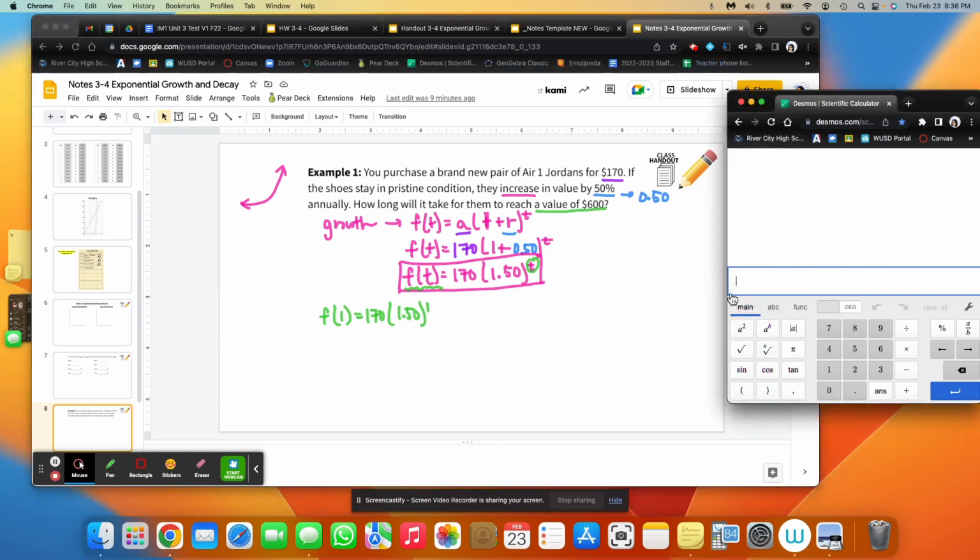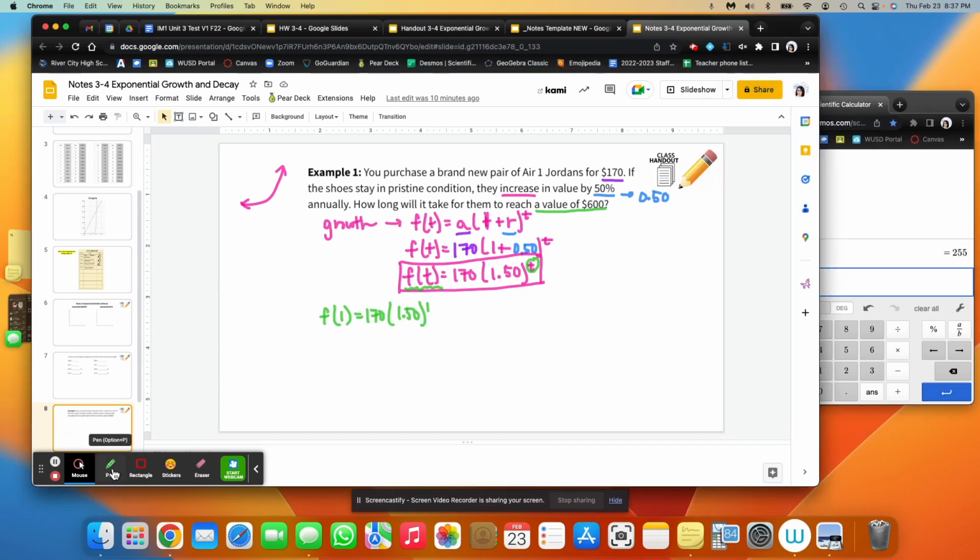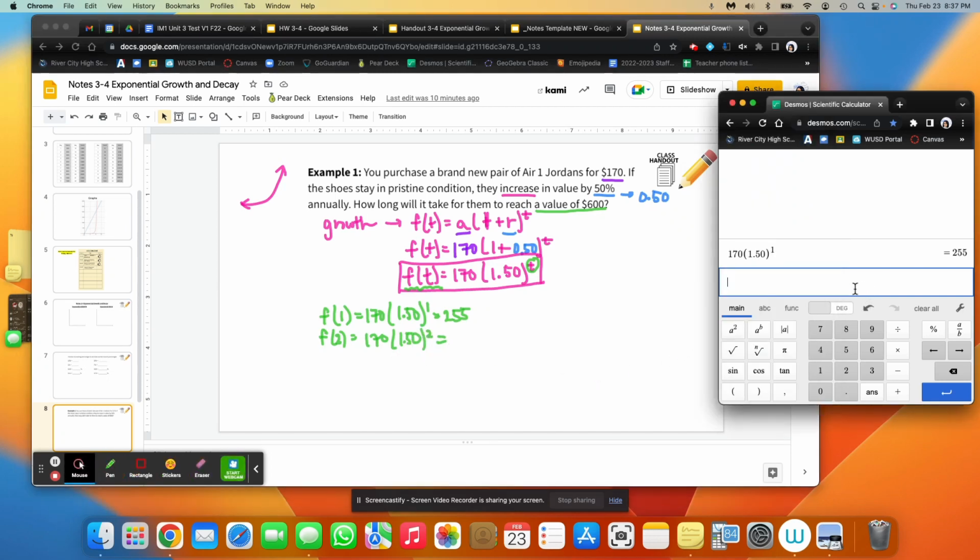So now we're going to look at our calculator here. So 170 times 1.50 to the first power, we get $255. So that basically means after 1 year, the value of our sneakers is going to be $255. So now let's plug in 2. So it's going to be the same thing, 170 times 1.50 to the second power. So here we can just change the value to 2.